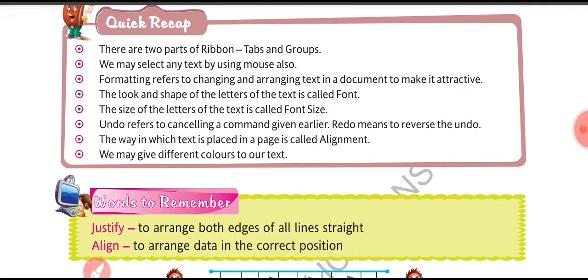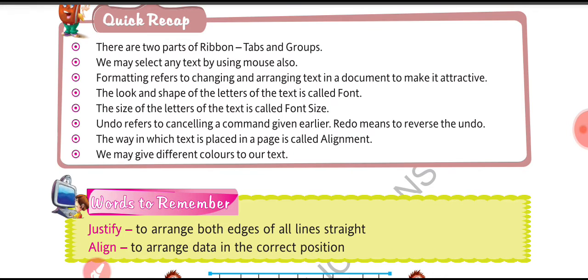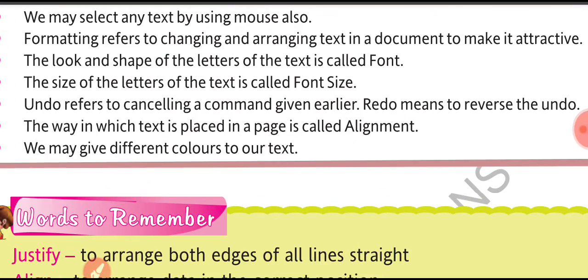Recap. There are two parts of the ribbon, tabs and groups. We may select any text by using the mouse. Formatting refers to changing and arranging text in a document to make it attractive. The look and shape of the letters of the text is called font. The size of the letters of text is called font size. Undo refers to cancelling a command given earlier. Redo means reverse undo. The way in which text is placed on a page is called alignment. We may give different colors to our text. This is our recap.